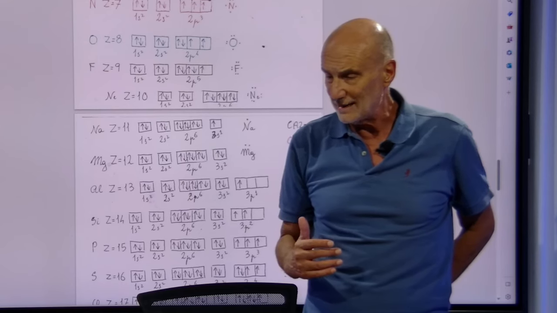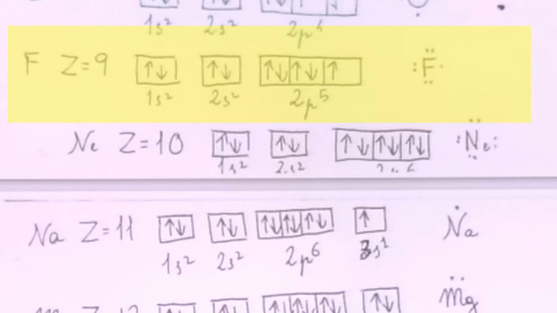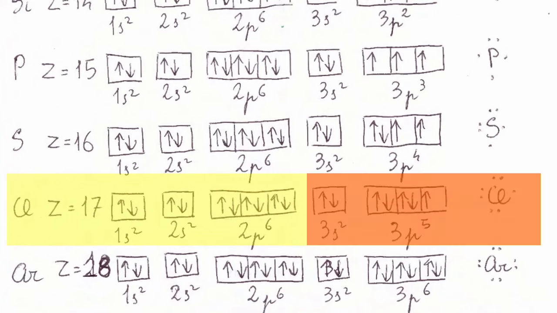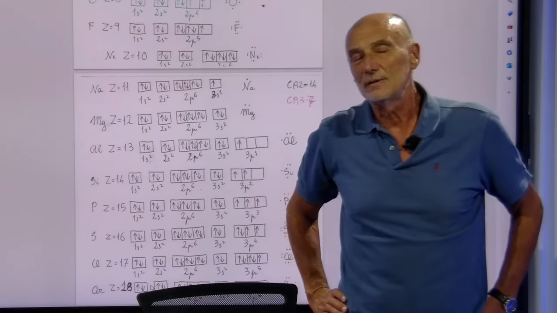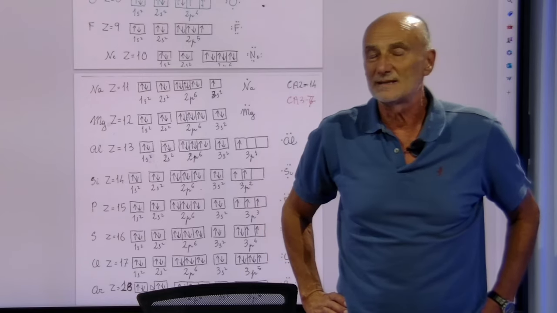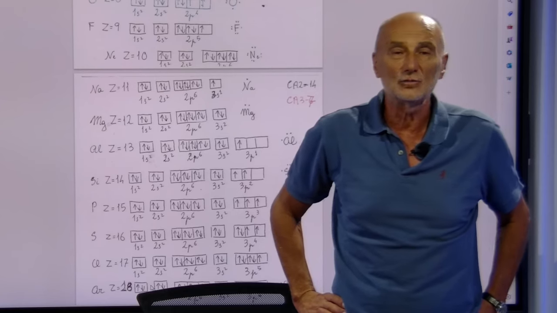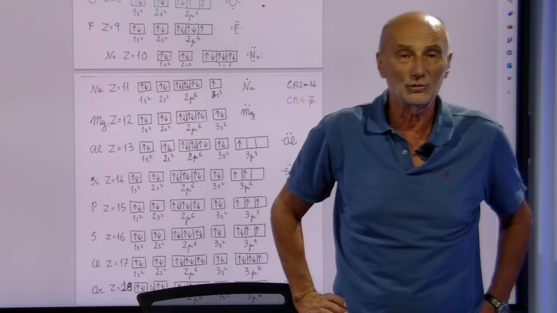After that we have fluorine and chlorine. Fluorine has 7 electrons in its outer shell, whereas chlorine has 7 electrons in its outer shell. So the fact that fluorine and chlorine exhibit similar physical and chemical behavior is highly justified by the fact that these two elements have the same number of electrons in their outer shell.